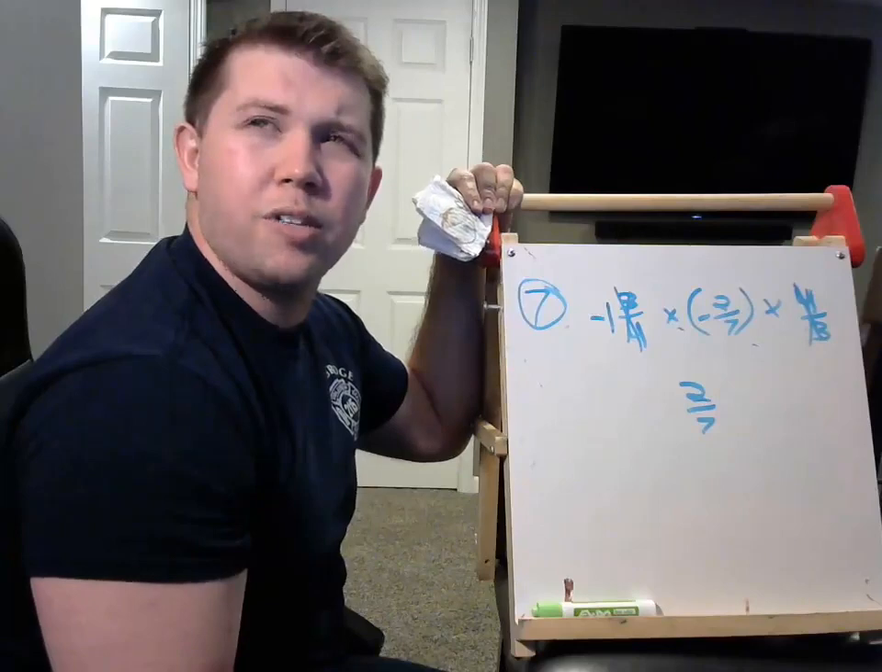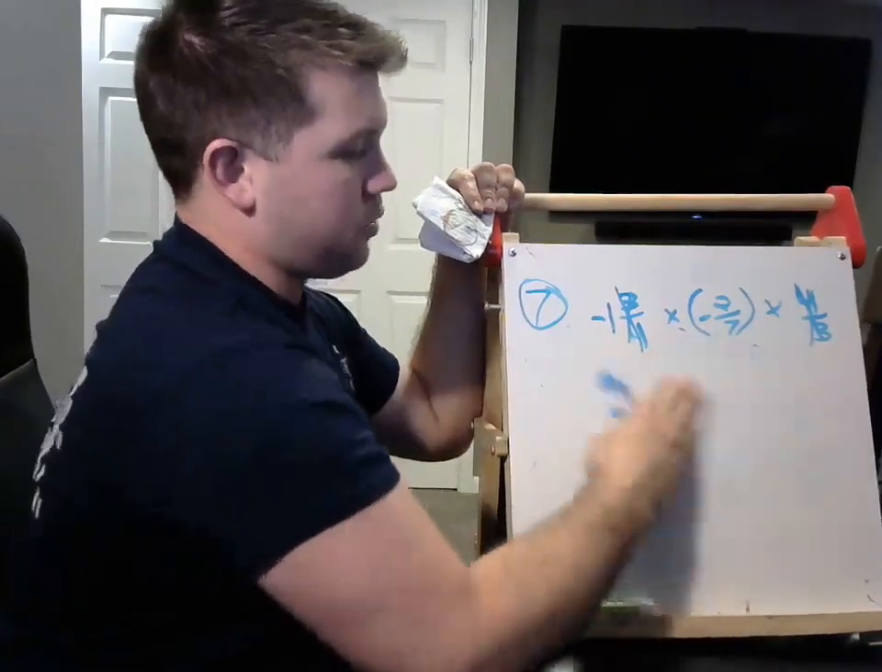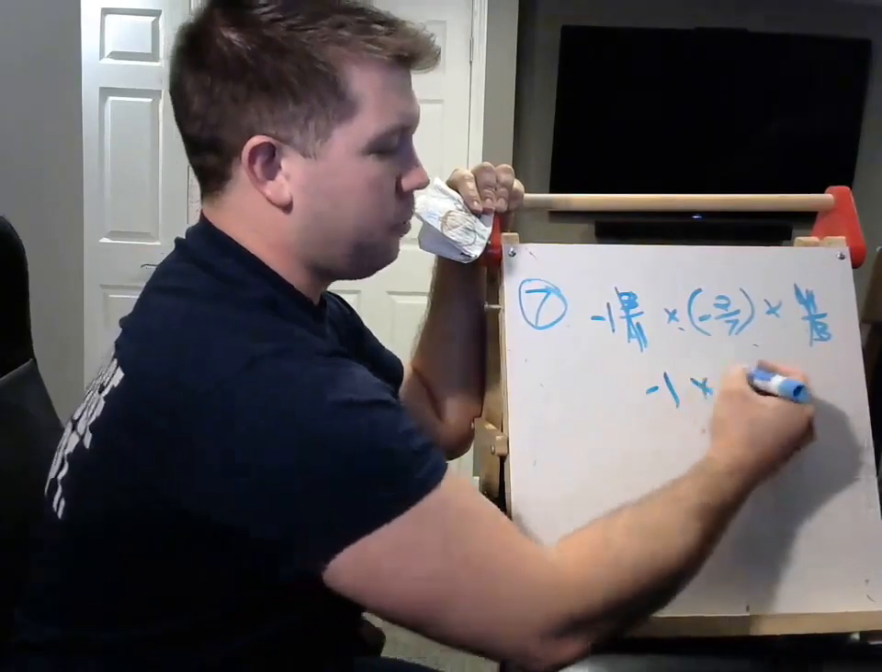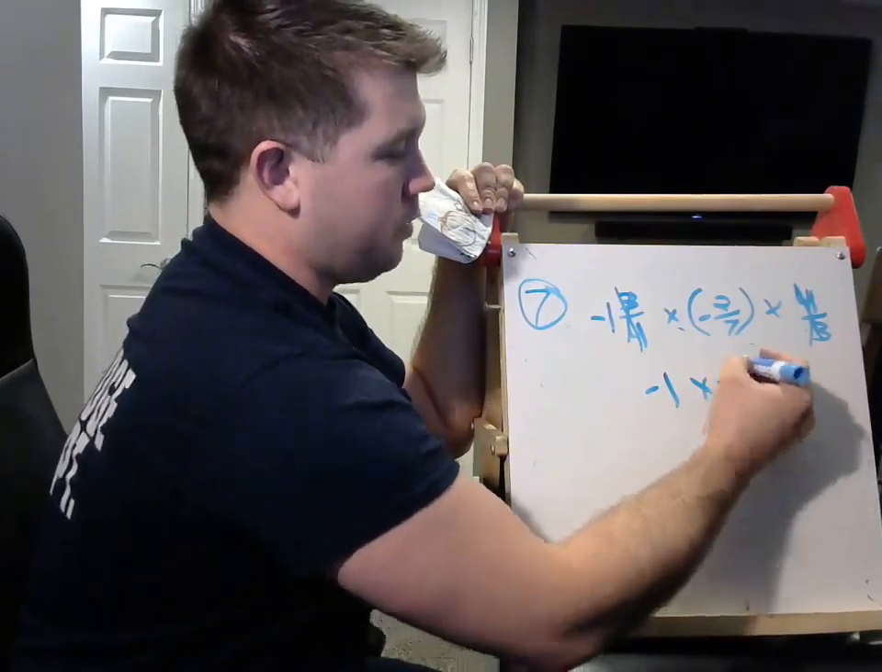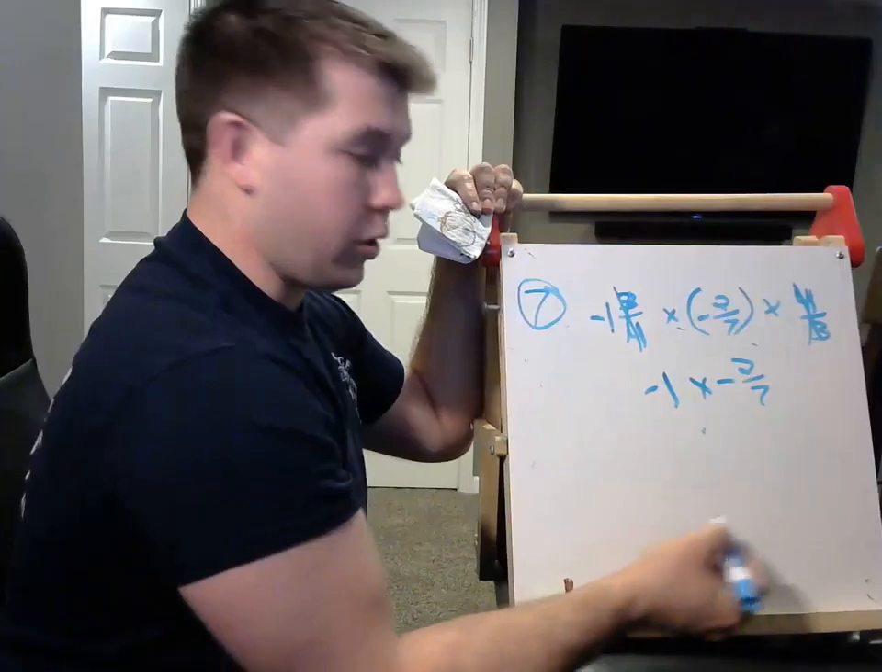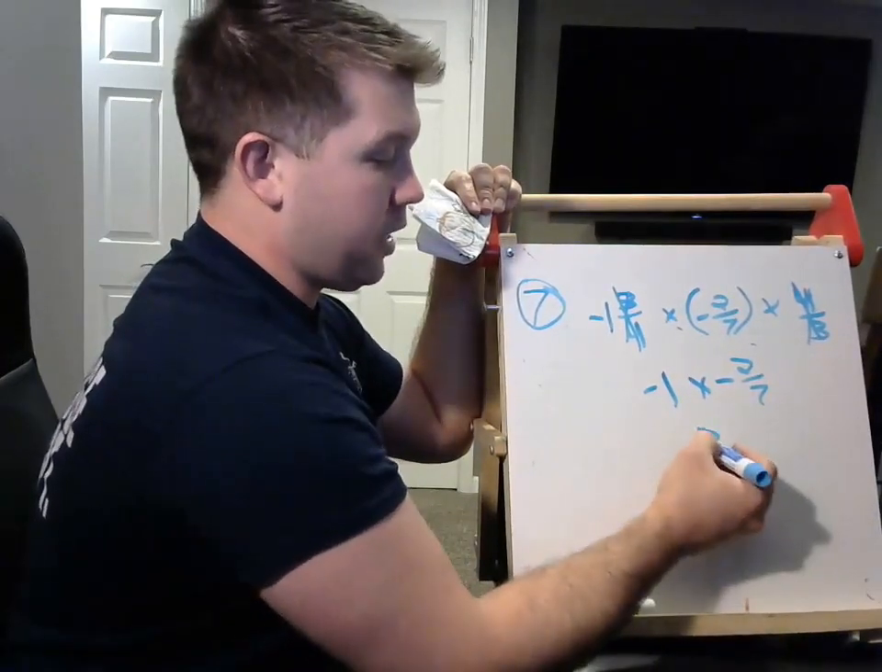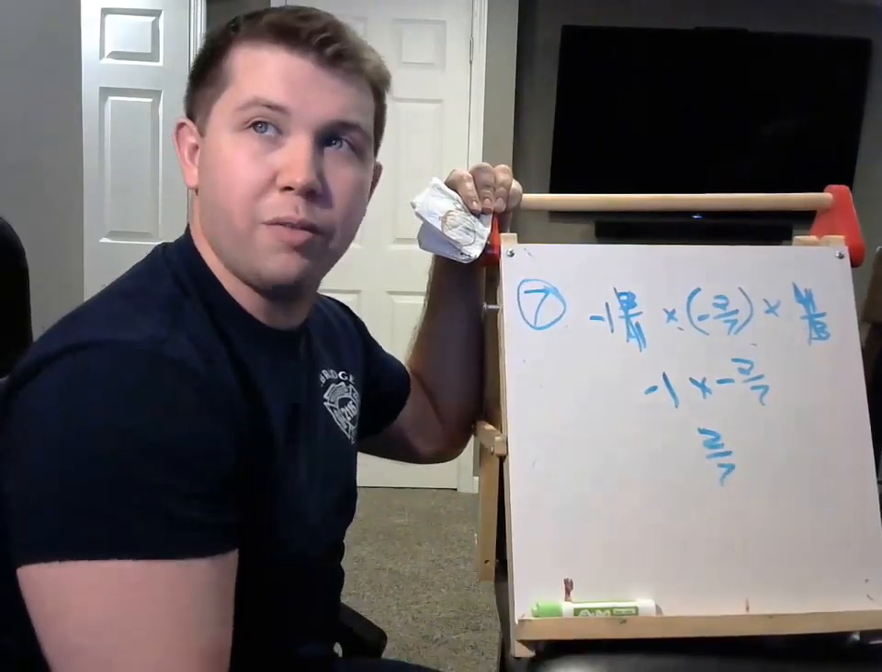Did you do negative 1? Yes, I did. Exactly. So now we watch this. So here's negative 1. Let's just bring it all down. So now I'm left with a negative 1 times a negative 2/7. A negative times a negative is a positive, and 1 times any number is going to be that number, which is how we wind up with 2/7.